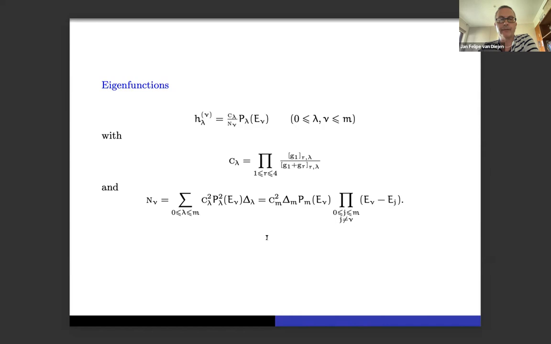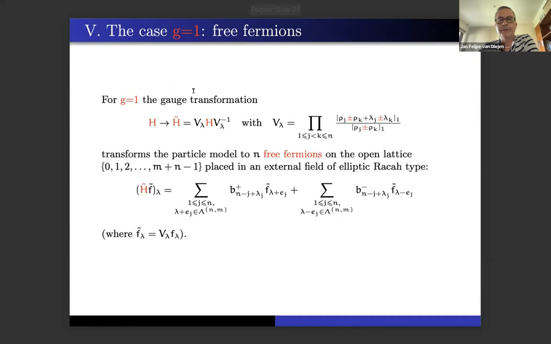What can we do more? Well, if you can do the one particle case, you can also do the g equal one case. So that's the case of free fermions, where the interaction between the particles almost becomes free. You just have a free fermion repulsion left. And so you can write the n particle solution in terms of Slater determinants of one particle functions. You have to make a little gauge transformation to see that really things become free.